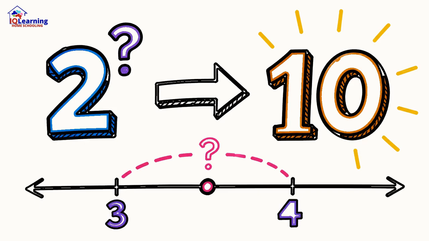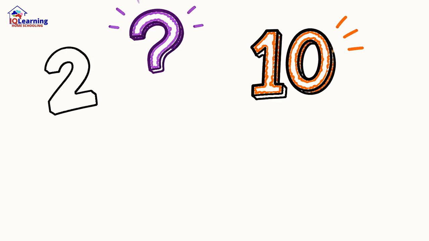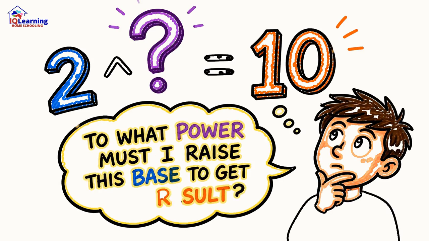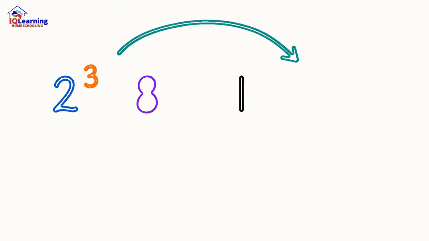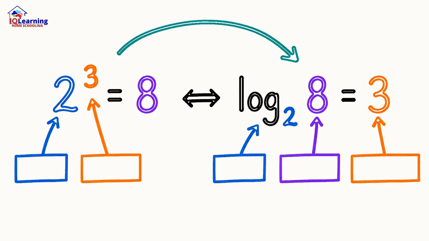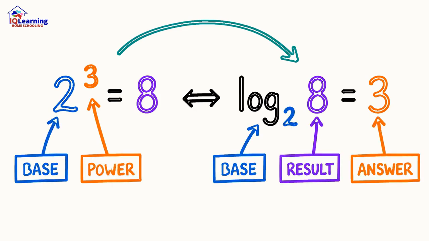This is where logarithms come in. A logarithm answers one simple question: to what power must I raise this base to get this result? So the equation 2 to the power of 3 equals 8 can be rewritten in its inverse form. Log base 2 of 8 equals 3.